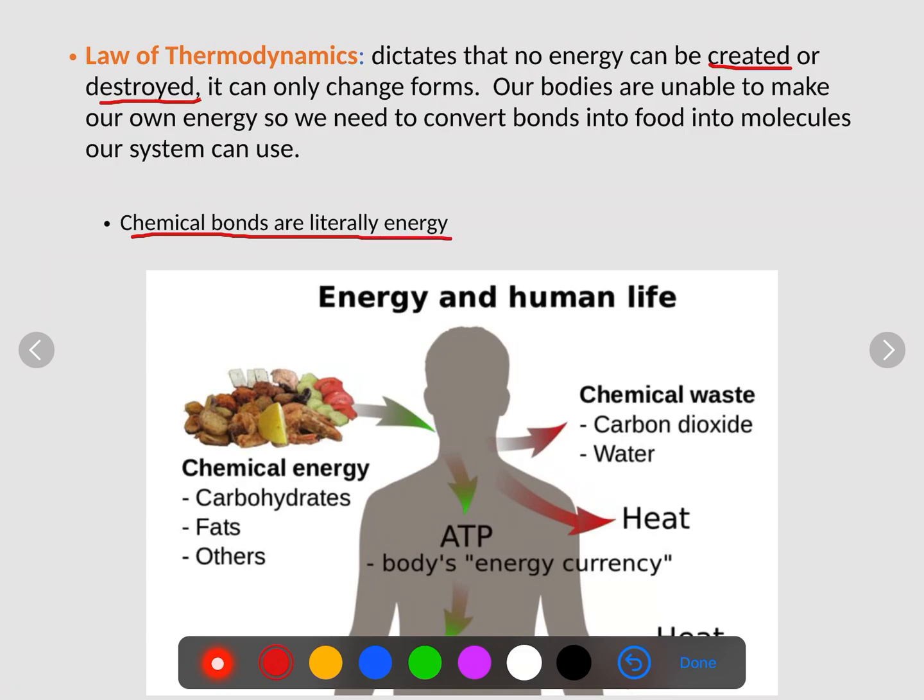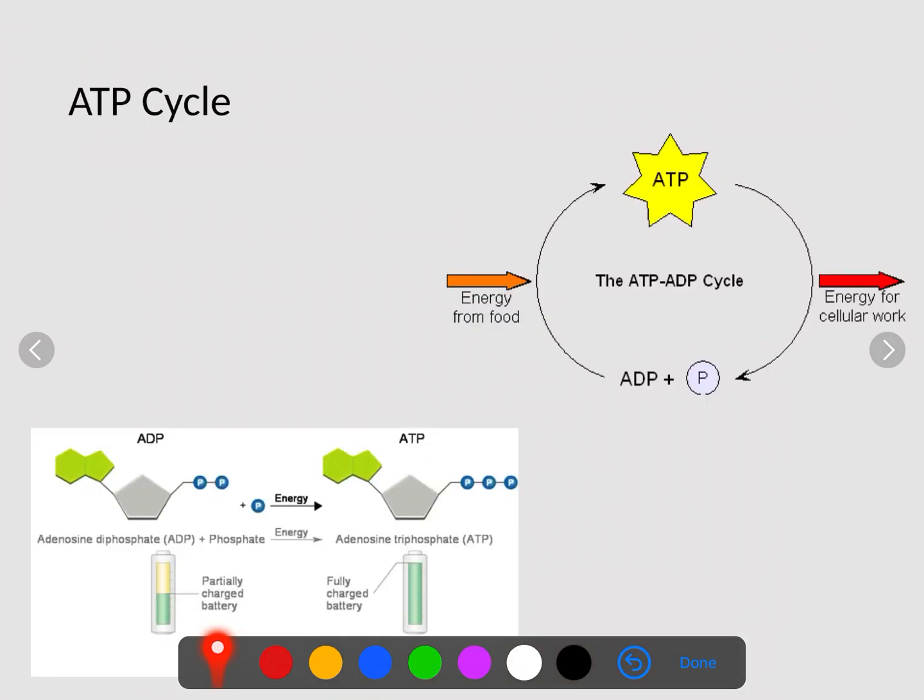Chemical bonds are literally energy. You think about a glucose molecule, the carbon-to-carbon bond, or a lipid molecule like we talked about in the last topic, where those long chains of carbon bonds are where the energy comes from. So the chemical energy in carbohydrates and fats enters into our body and goes through chemical reactions inside of our body. Our body gives off carbon dioxide and water as waste, as well as heat. But what is produced is ATP, which is our body's energy currency.